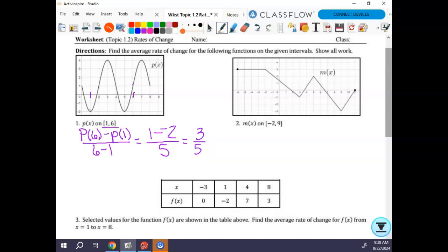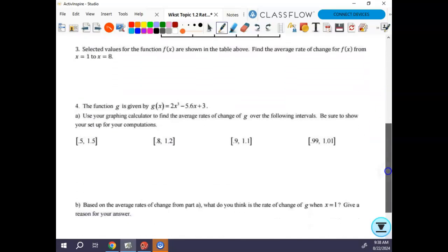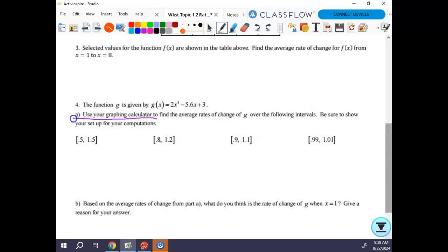You never, never, ever change a fraction to a decimal. The only reason you should have decimals as an answer is if you're given decimals in the question, or if it's a calculator question that's spitting out decimals for you. The only calculator question on this assignment is number 4, that actually says, use your graphing calculator. So the other ones are expected to be done without a calculator. All right, we good on all that?